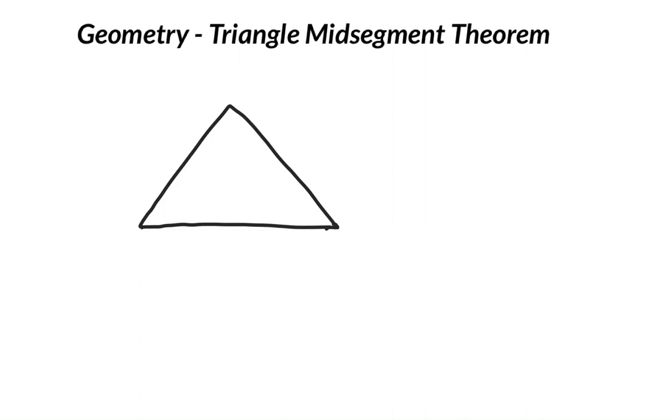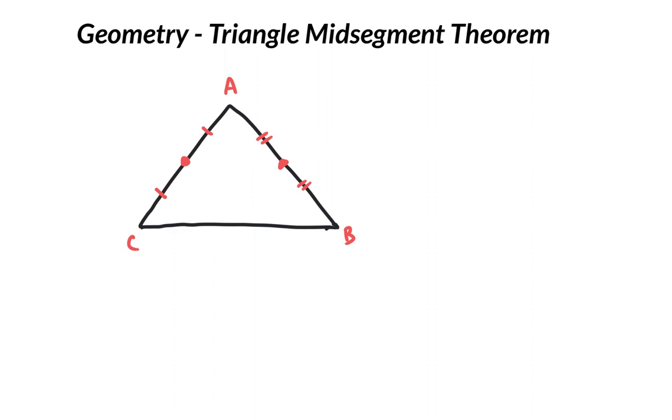Let's talk about the triangle midsegment theorem. Now let's just begin. I guess I should name these. We've got a triangle ABC. If we were to find the midpoints of AC and AB, so let's just mark these in. Midpoints mean those two are equal and these two are equal.